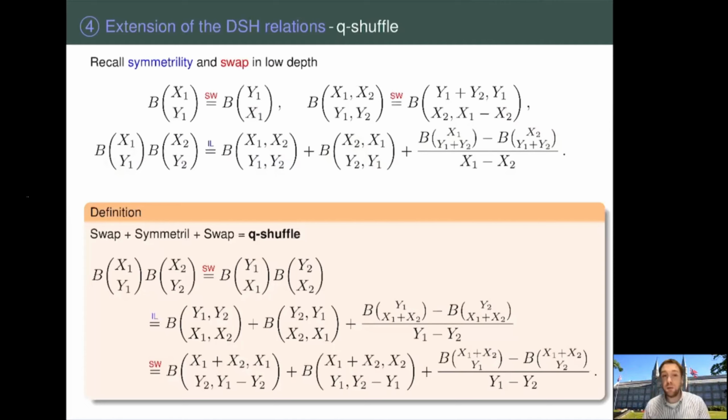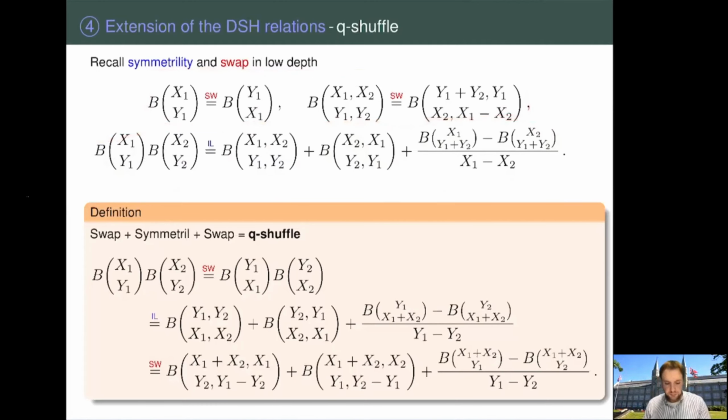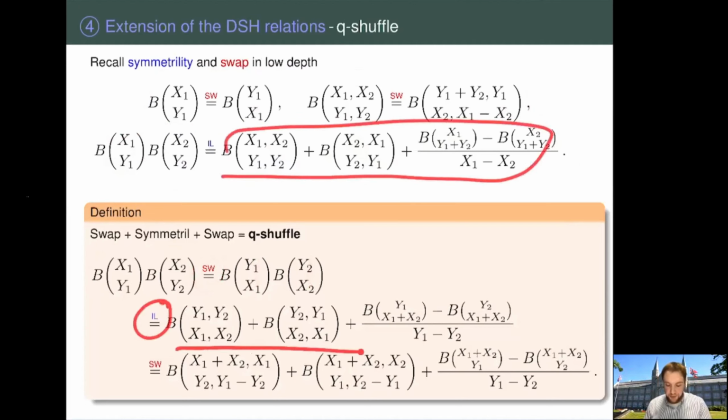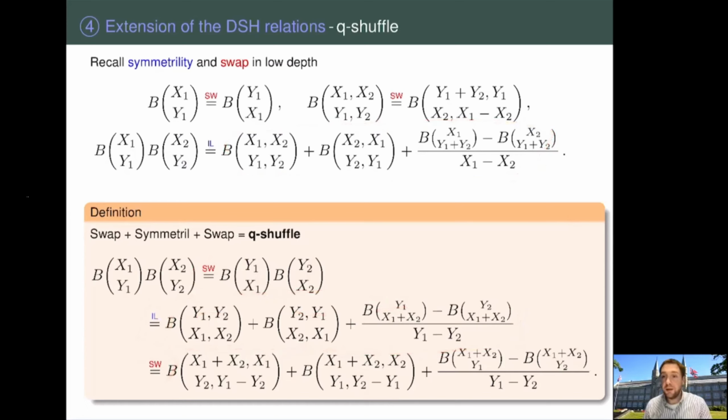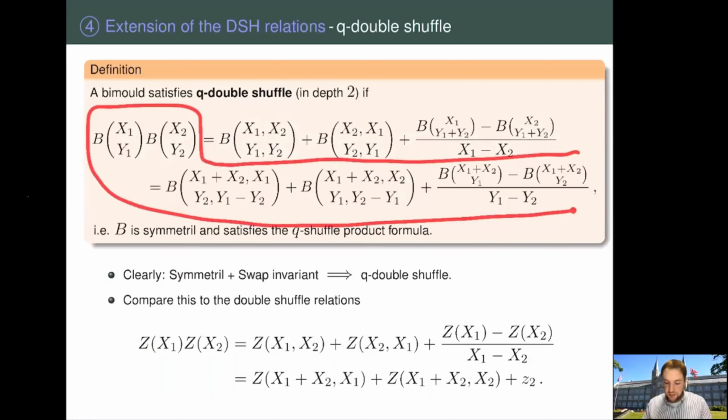So if I have a B-mold which is symmetrial and swap invariant, so I have this equation, swap invariant, and this symmetrial, then if I take the product of two of them, I can first apply the swap, changing x and y, then use this formula here, symmetrial, where now the y's are on top, and then I can again apply the swap, and then I will get this. And what we get is, so this here is now the analog for the q-shuffle.